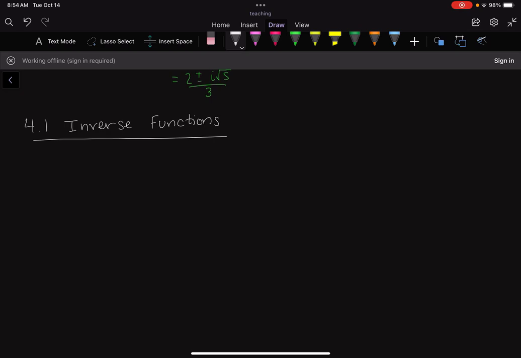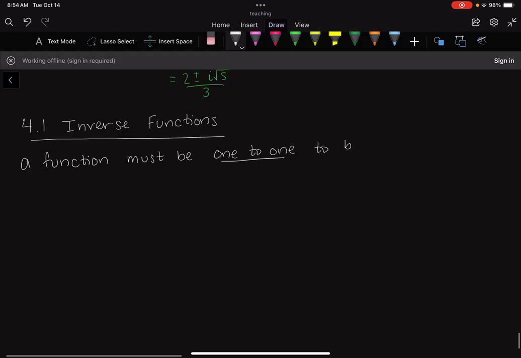So first, a function must be one-to-one to be invertible, meaning to have an inverse. Let me write it that way. To have an inverse.